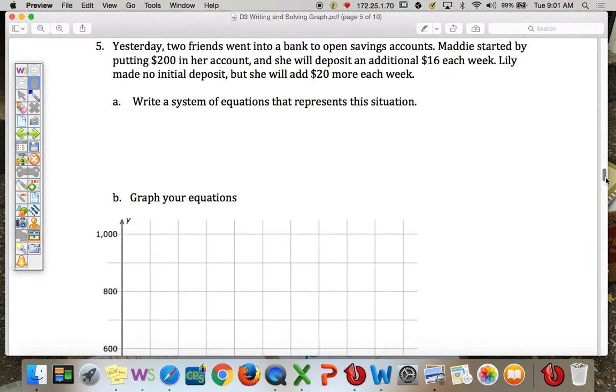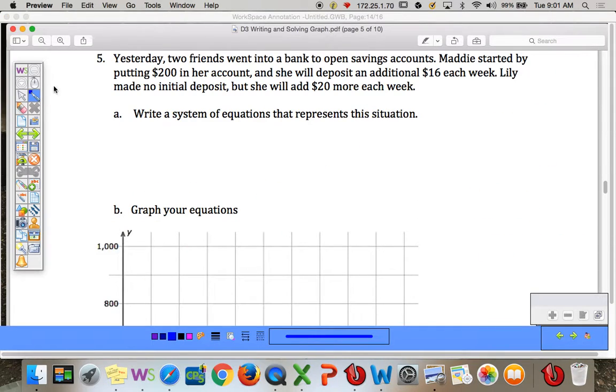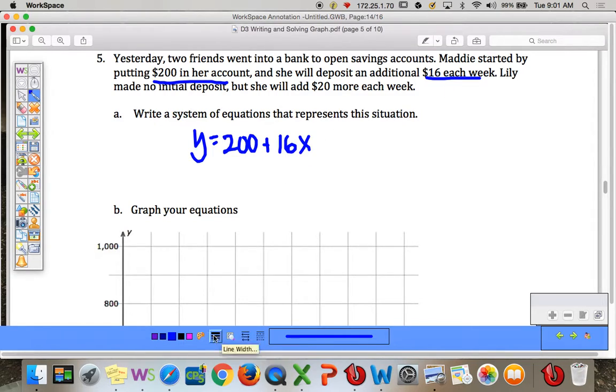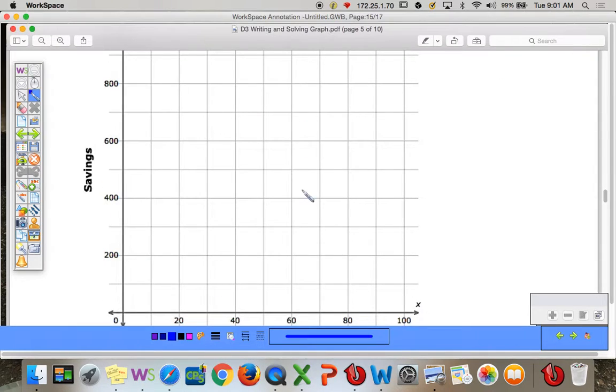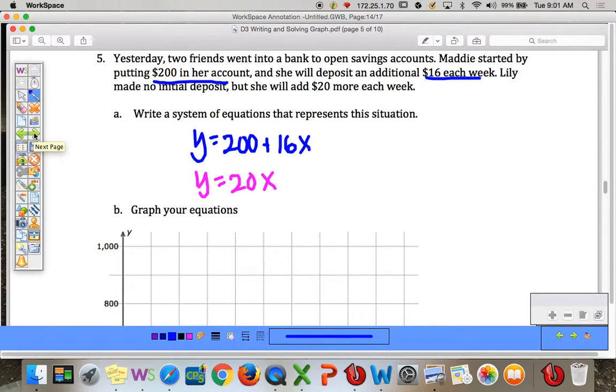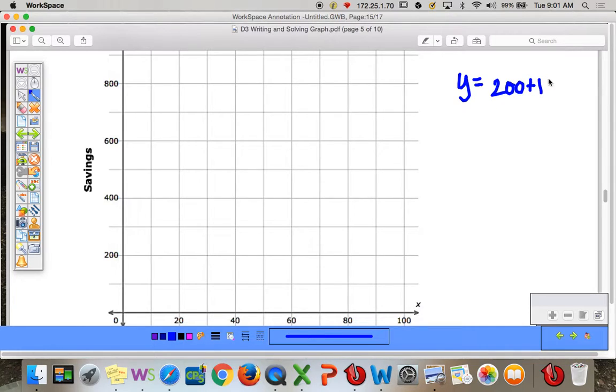Okay. Yesterday, 2 friends went into a bank to open a savings. Maddie started by putting $200 into her account, so let's put that here. And she will deposit 16 each week. So that was Maddie. Lily made no initial deposit, but she will add 20 a week, so let's put Lily down here. Okay, let's graph our 2 equations. So again, Maddie was 200 plus 16x, and Lily was 20x.